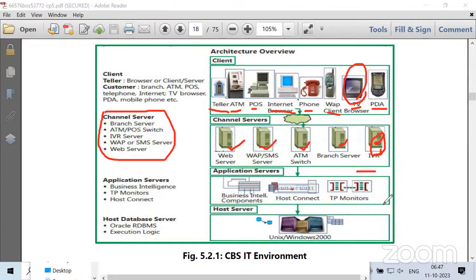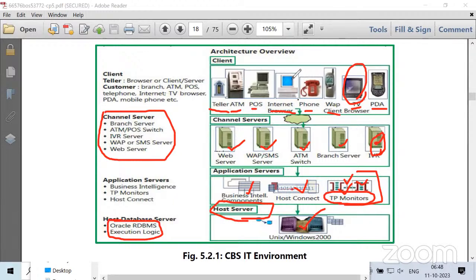Now, the application part: you have 3 items, namely business intelligence components, host connect, as well as TP monitor. Here, TP represents transaction processing monitors. What are the processes that are being carried out, either debit or credit, withdrawal, deposit, transfer, repayment. All these things are carried out with this TP monitor. And ultimately, everything is stored in the host server, namely the database server. So Oracle DBMS and execution logic is kept here.